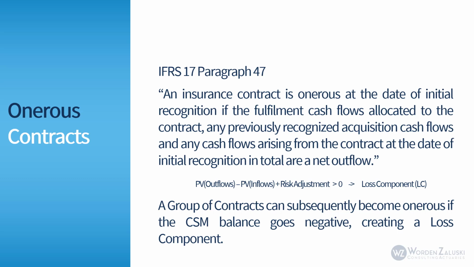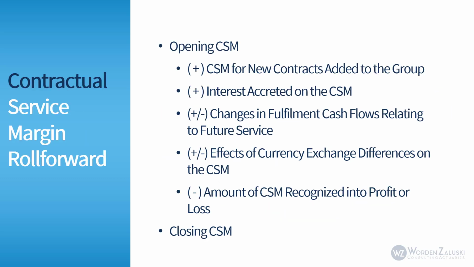A group of contracts can subsequently also become onerous if the CSM balance goes negative. So if we originally had a positive balance where we had a CSM, that CSM balance can then flip negative, and that would create a loss component. And we'll talk more about loss components in another video where we cover onerous contracts and loss components.